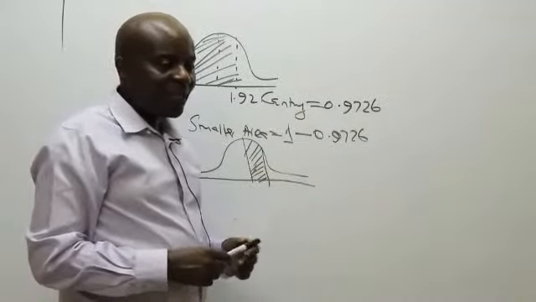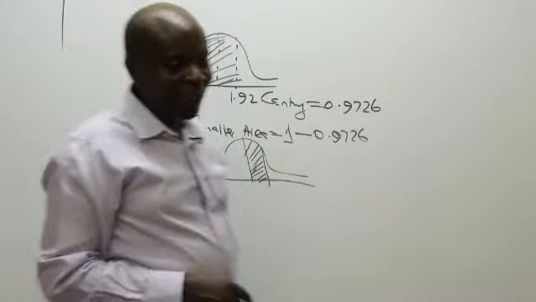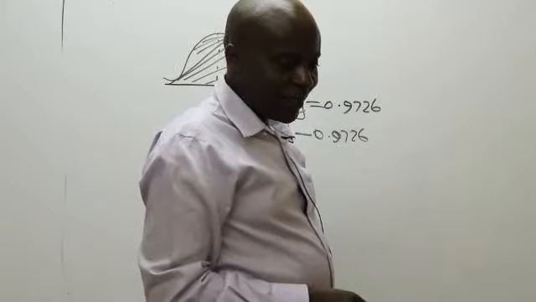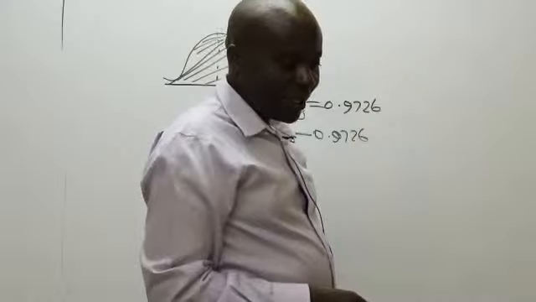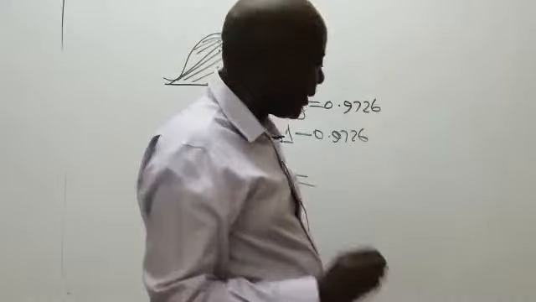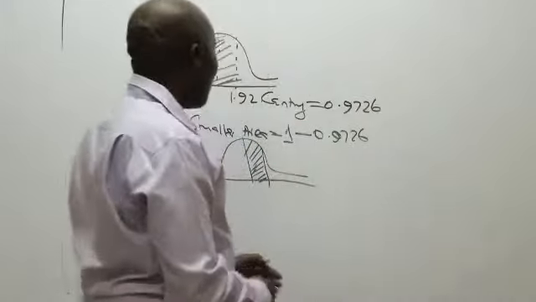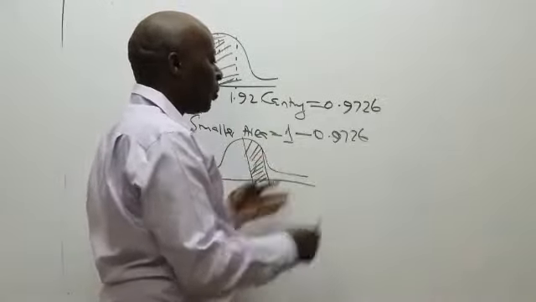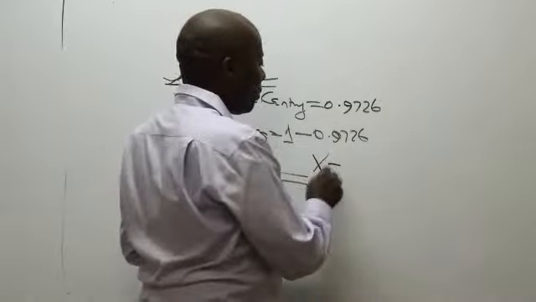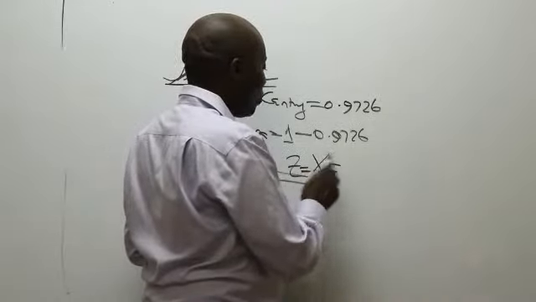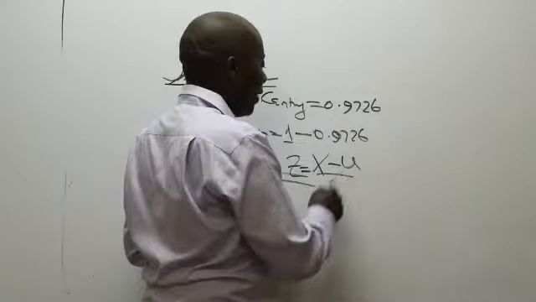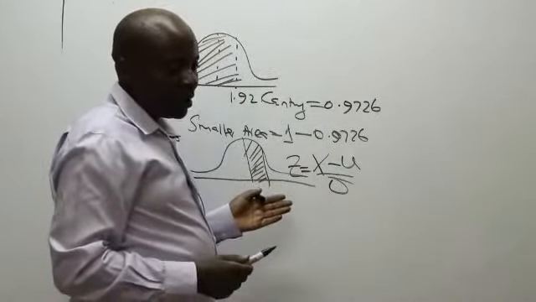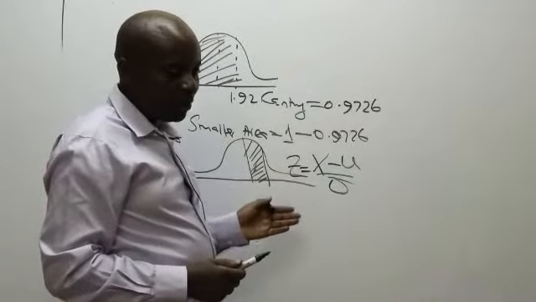And if that is the case, I would want to go to something different. When do we use X bar, and when do you use mu? Ladies and gentlemen, remember, this one is the normal probability computation. We normally talk of Z being equal to X minus mu divided by standard deviation. That is the normal.